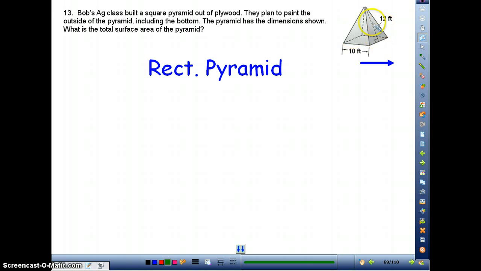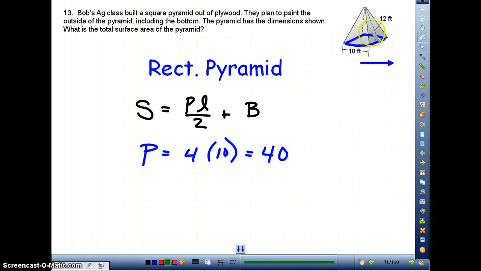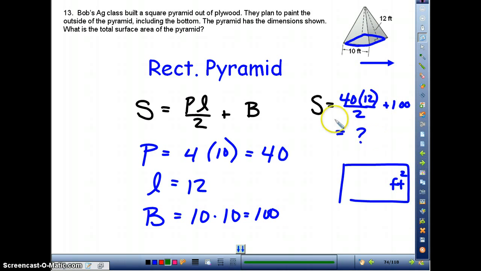You can calculate the area of all 4 rectangles added up and then add the area of the base, or you can use the formula, which says perimeter of the base times your slant height divided by 2 plus the area of the base. Well, the perimeter of the base is 10 plus 10 plus 10 plus 10, or 40. Your slant height is given, that's 12. Now we've got to calculate the area of the base. The base is a square. It's 10 by 10, so it's 100. Pop those numbers into your formula, your P, your L, and your B, and you get what for your surface area?